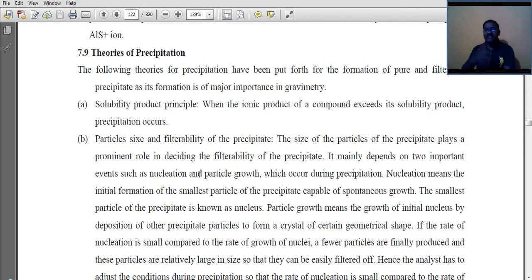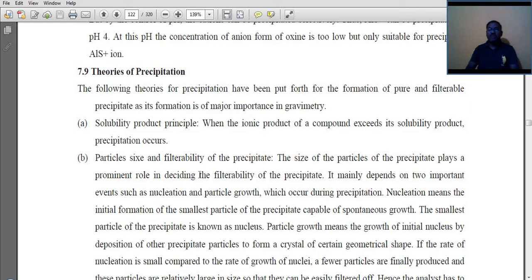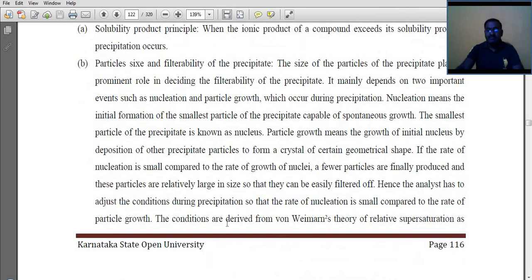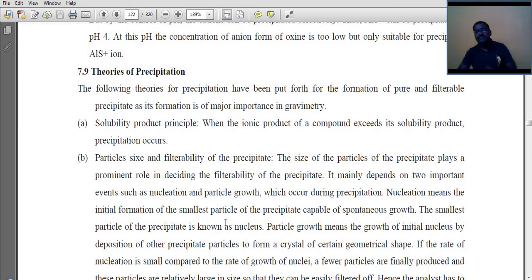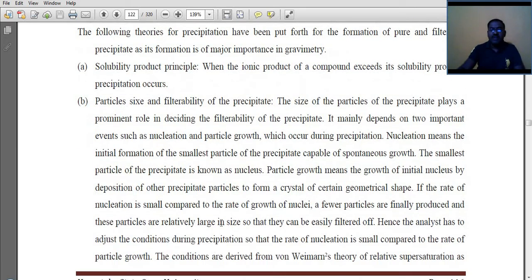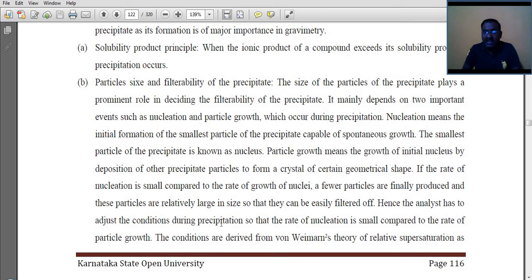What are the theories involved in precipitation? The solubility product principle: when the ionic product of a compound exceeds its solubility product, precipitation occurs. And the particle size and filterability of the precipitate. These are very important theories involved in precipitation. The particle size is one of the very important criteria to form a precipitate.